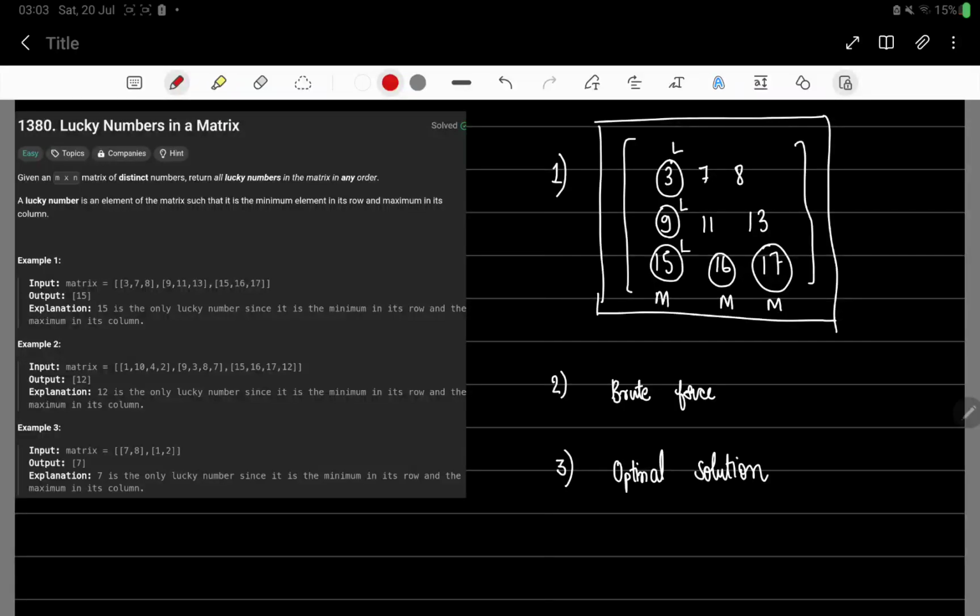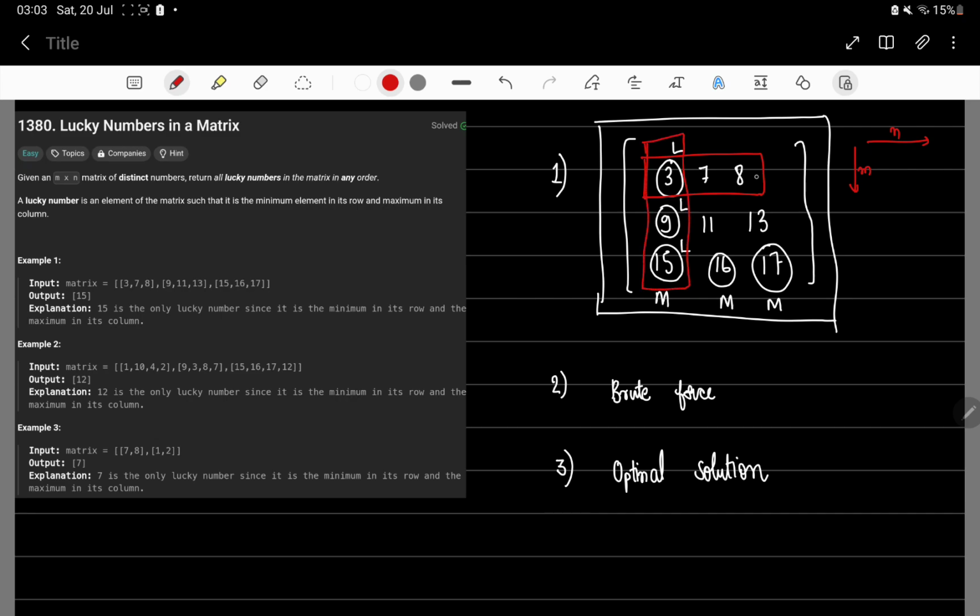The question states that we have a matrix which has the dimensions of m cross n. In this matrix, we need to find a lucky number. And what is a lucky number? A lucky number is such that when considered across a row, it should be the least among everything. When considered across a column, it should be the maximum one.